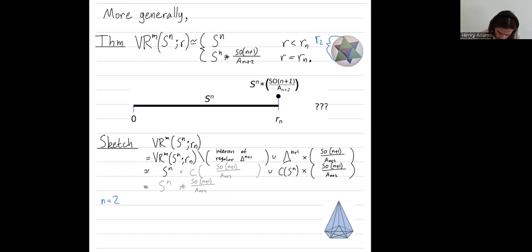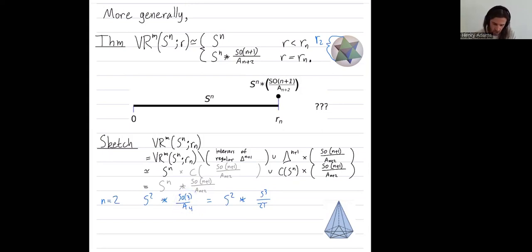So for n equals 2, we get S2 joined with SO3 mod A4. You could also write this as S3 mod, some people call it E6 or something, or 2T, the binary tetrahedral group. Correct me if I'm wrong, so I don't make mistakes on YouTube, but S3 is a double cover of SO3, I believe. And that allows you to understand the fundamental group of the space.